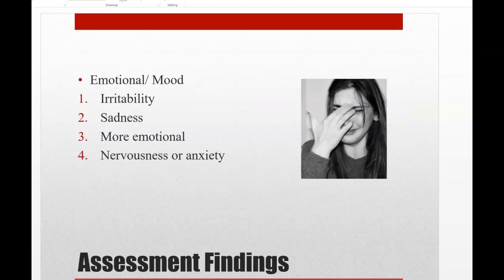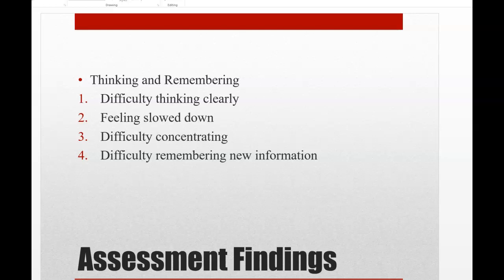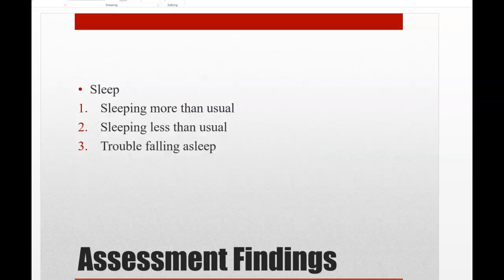There are also signs and symptoms related to emotion or mood. They may be irritable, they may have sadness, they may be more emotional, and they may have nervousness or anxiety. Other signs and symptoms could be related to thinking and remembering. They may have difficulty thinking clearly, they may feel slowed down, have difficulty concentrating, and difficulty remembering new information. Sleep disturbances: they may sleep more than usual or less than usual and have trouble falling asleep.